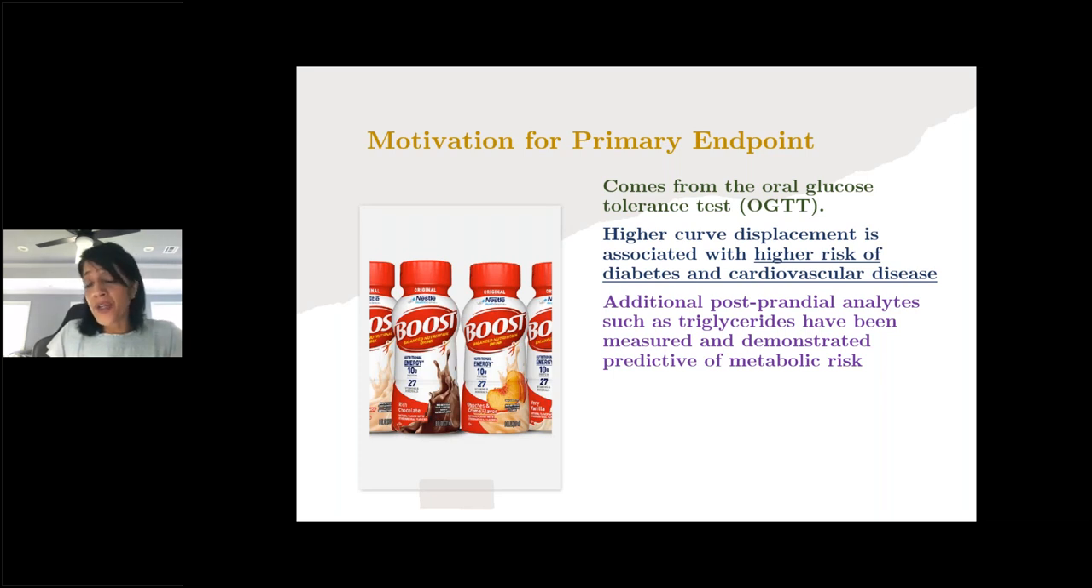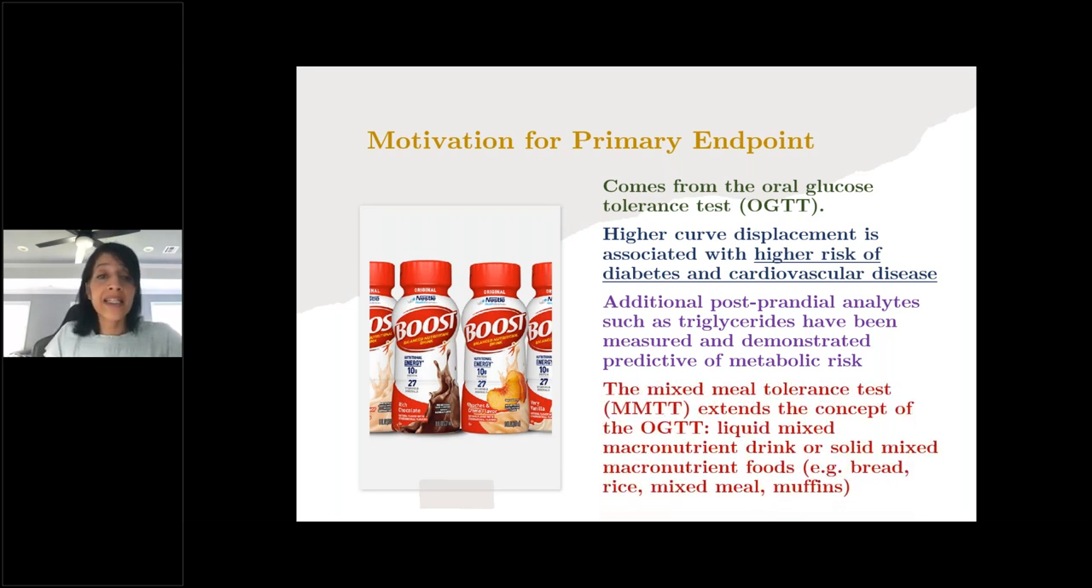So you could measure other things such as triglycerides, and they have been measured and demonstrated predictive of metabolic risk as well. In the same way you do with glucose, you take a sampling of time points and then you create a curve by running it through those values at those time points, and you look at the deviation of that curve from fasting levels.